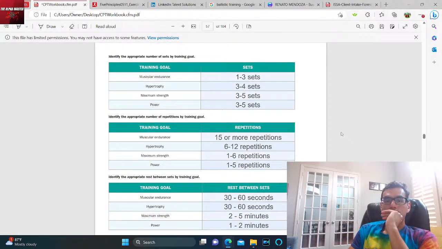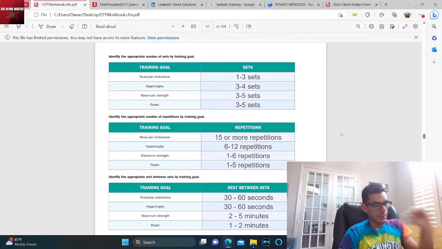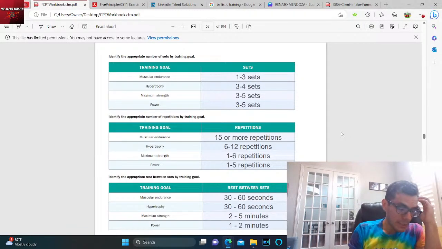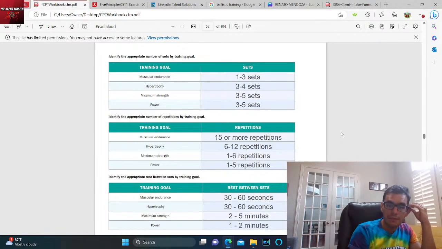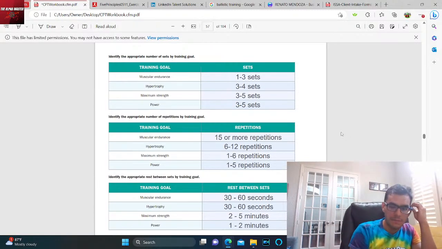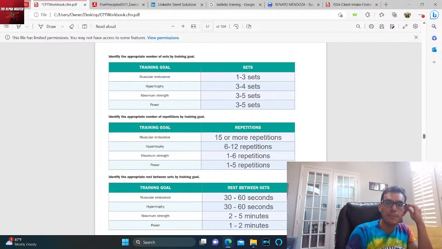So the appropriate number of sets by training goal. Here it is. Identify the appropriate number of sets, the appropriate number of repetitions, and the appropriate rest between sets by training goal. For muscular endurance, you have 1 to 3 sets. For hypertrophy, you have 3 to 4 sets.